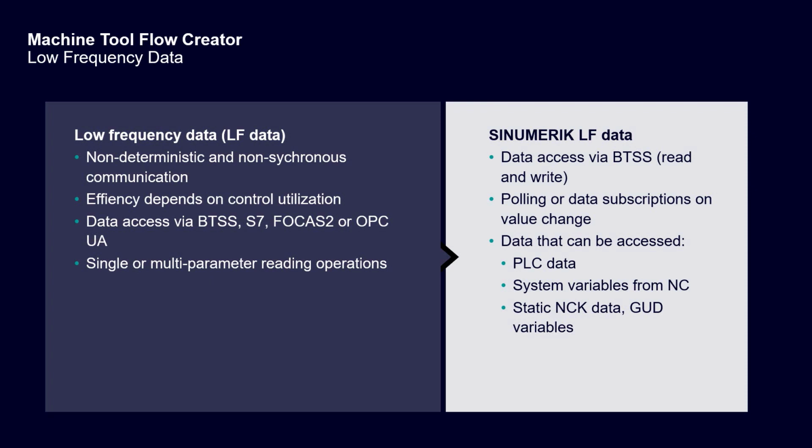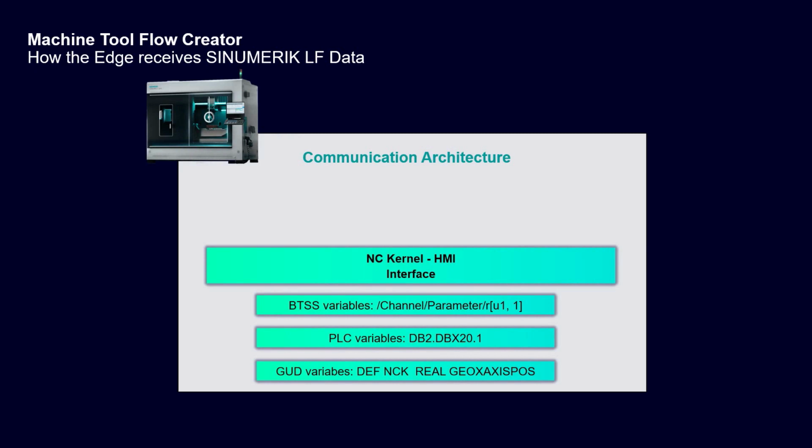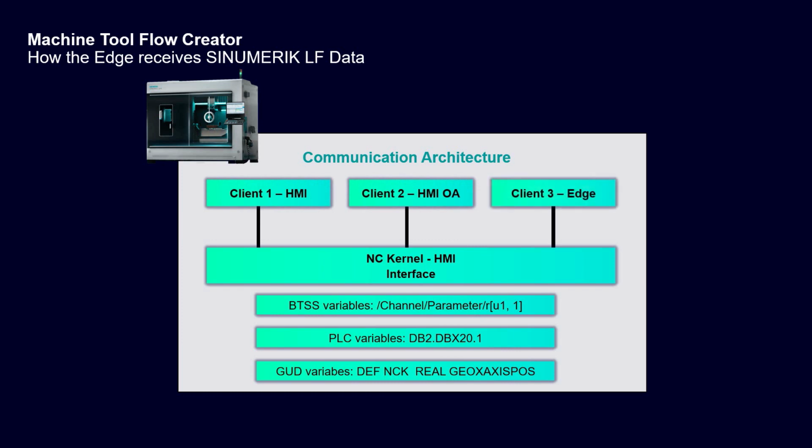Let's talk about how the Edge receives data from the SINUMERIK. The Edge uses the NCK HMI interface, just like any other HMI application, and it acts as a client to receive data from the NC. You can see different ways of addressing variables, for example BTSS variables, PLC variables, or GOD variables.